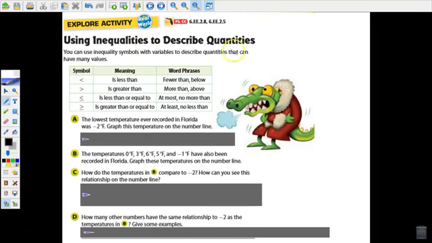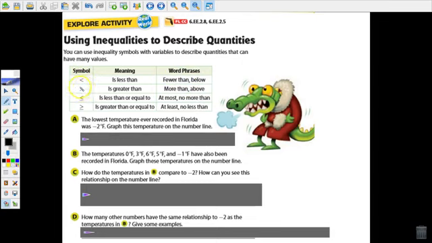Using inequalities to describe quantities. You can use inequality symbols with variables to describe quantities that can have many values. So this is less than. We also call it the closed alligator mouth. Its meaning is less than. Some word phrases that you can say or that they will put in word problems are fewer than and below. So if you see these two words, they mean less than.